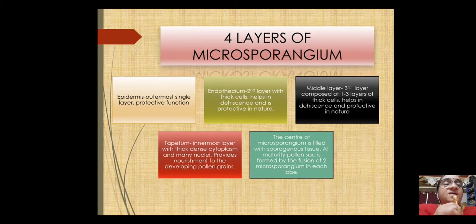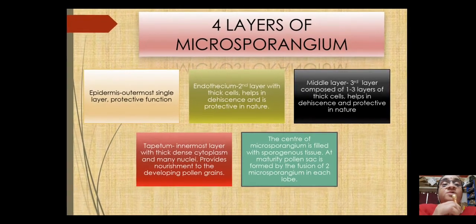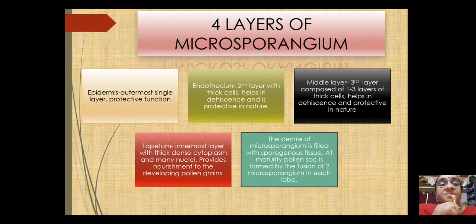Now let us understand the different layers of the microsporangium. The outermost layer is the epidermis. It is a single layer and protective in function. Then the endothecium is next to the epidermis. It is a second layer with thick cells, and it helps in dehiscence and is protective in nature. Next to the endothecium we have the middle layers, around 1 to 3 layers, and they also help in protection and in dehiscence.